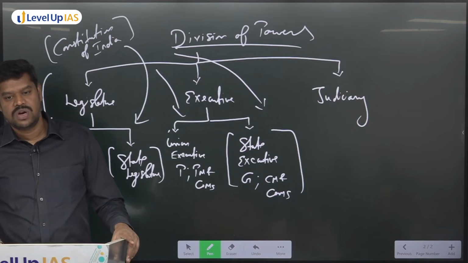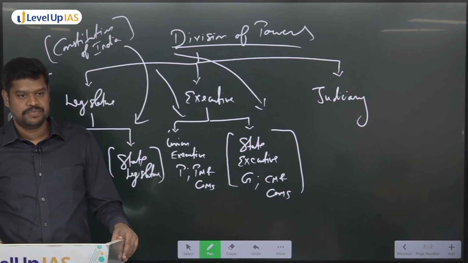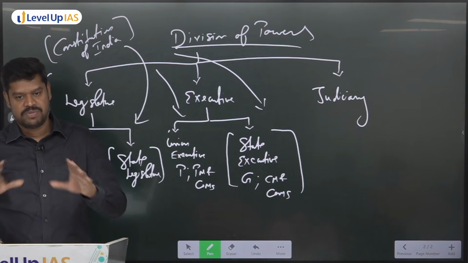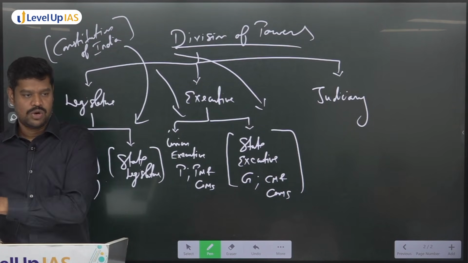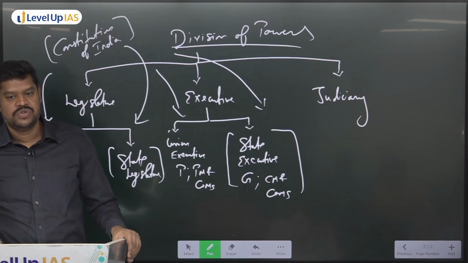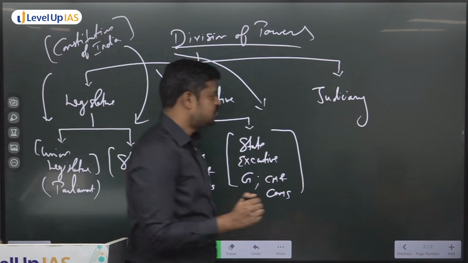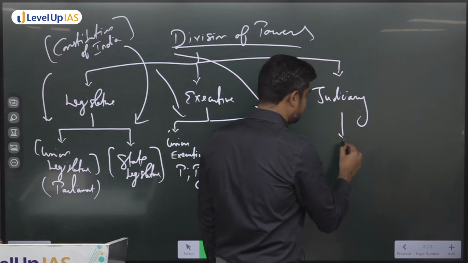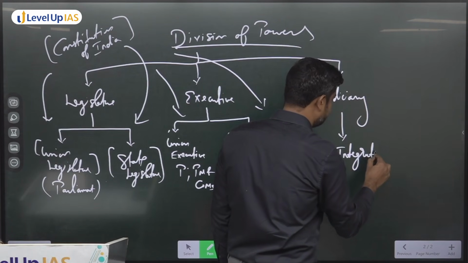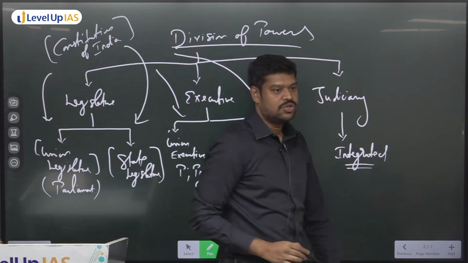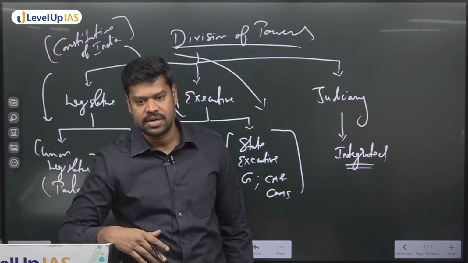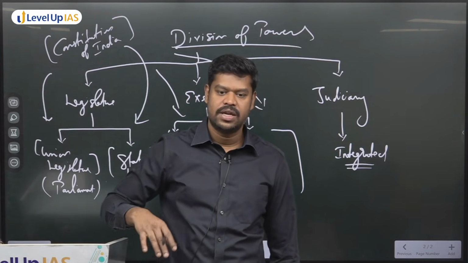What is the case with regard to the judiciary in our country? Is there a division of powers between the Supreme Court, the High Court and the subordinate courts? In the case of the judiciary, we have what is called an integrated judiciary, or in other words, a hierarchy of judiciary. There is no separate judiciary for the states, and no separate judiciary for the center. We have only one hierarchy of judiciary.